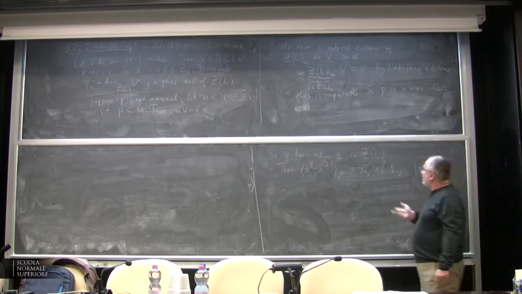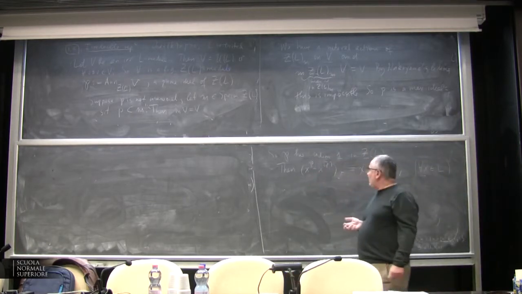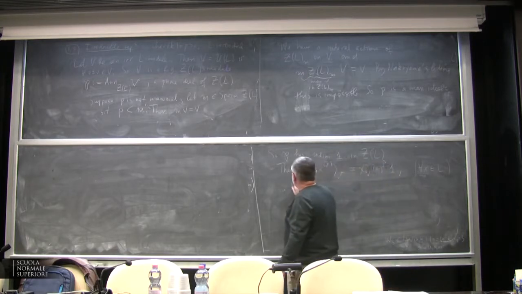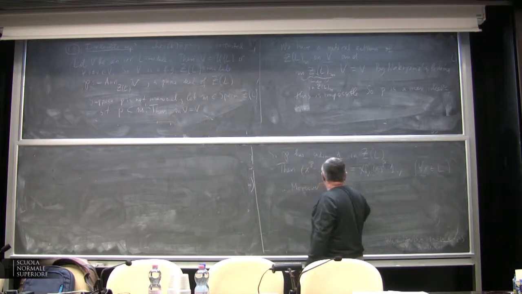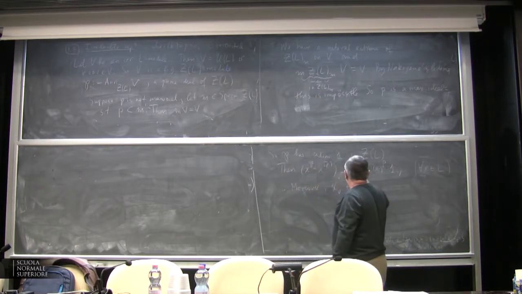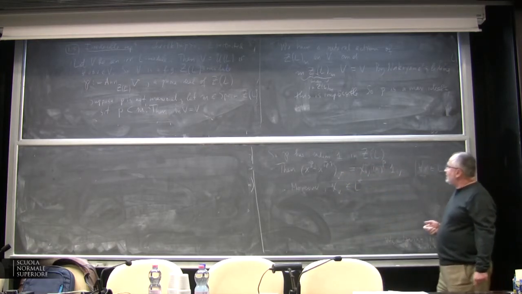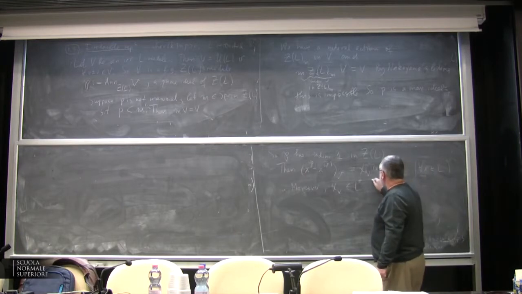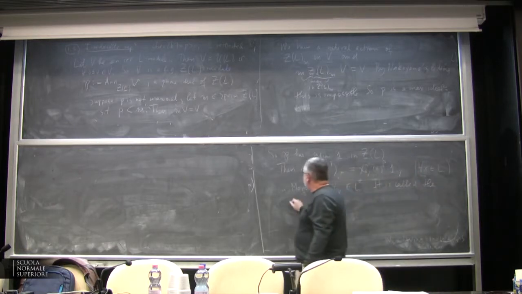Moreover, this was first observed in the paper I quoted by Kac and Weisfeiler. Now, chi is a linear function on L, and it is called the p-character of V.